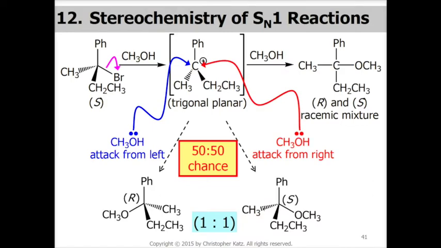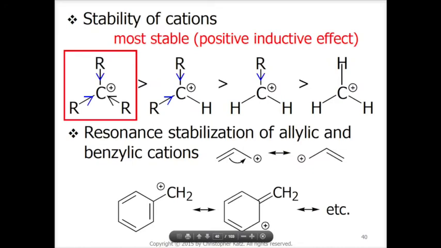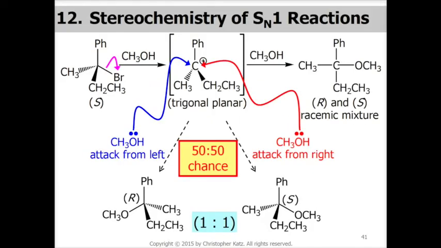But because you have a 50-50 chance, it means that pretty much you will get a 1-to-1 mixture, which means that your mixture will be an achiral mixture. You'll have a racemate. You will have one measure of R, and you'll have an equivalent measure of the S. All right. So that's a thing that happens all the time.